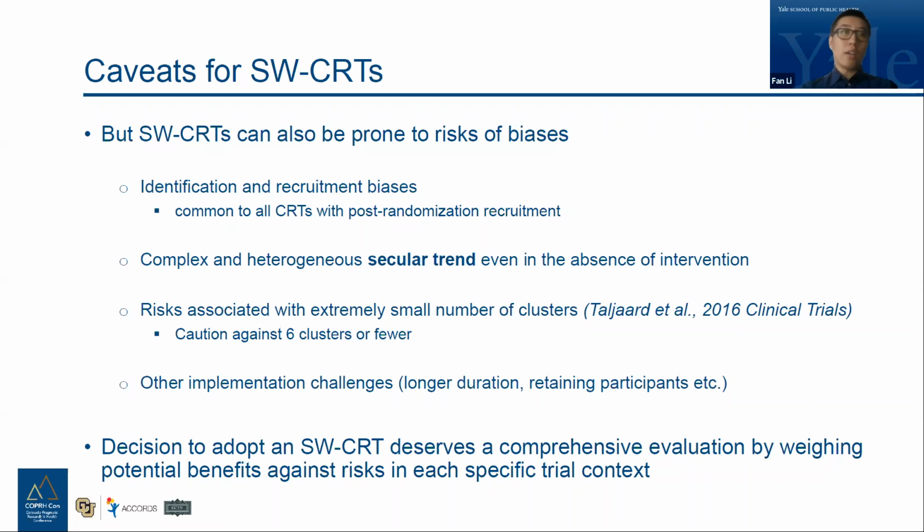Given these pros and cons, I want to point out that the decision to adopt an SW-CRT deserves a comprehensive evaluation by weighing the potential benefits against the risks in each specific trial context.